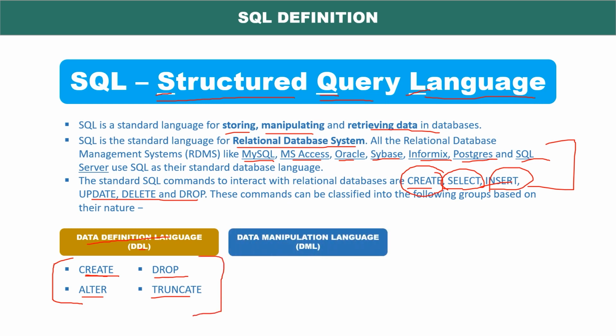Then comes data manipulation language, DML. These are the commands used to manipulate the data, as the name itself says. First of all, insert will help you to insert various records in an already created table. Second is delete, if you want to delete a particular record.